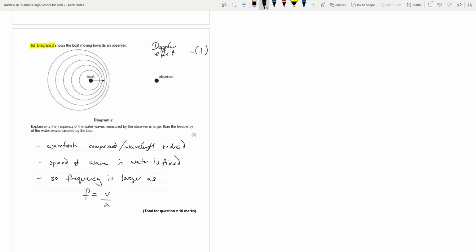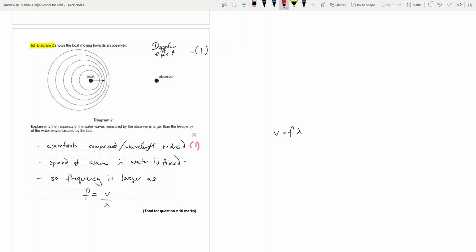So this is the equation that you may have learned as V equals F lambda, which is wave speed is frequency times wavelength. And we've just put it in the terms of frequency is wave speed over wavelength. So we just rearranged it. And if we think what happens if V, the speed, is a fixed number, and this thing on the bottom is now smaller, then frequency must be larger. So this is the sort of logical thinking through there.